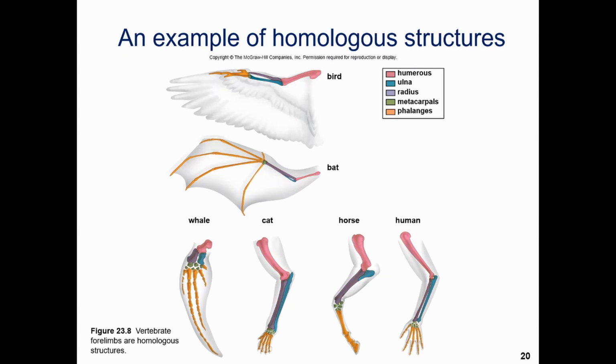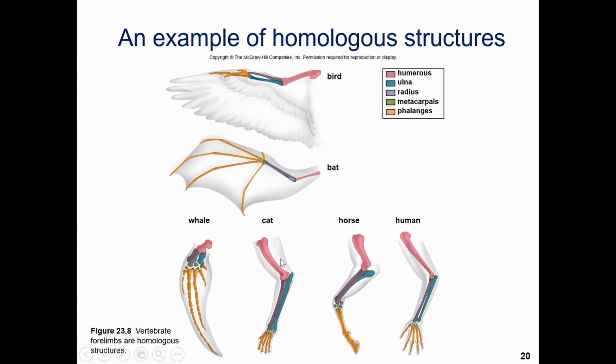They've been modified for very specific purposes. Right? The human arm is modified for grasping and grabbing and carrying. The horse and the cat are modified for running on four legs. The whale is modified for swimming, and the bird and bat modified for flight. But if we strip them down to the skeletal component, we find that there is a key trait linking all of these together, and that comes down to the patterning of the bones.